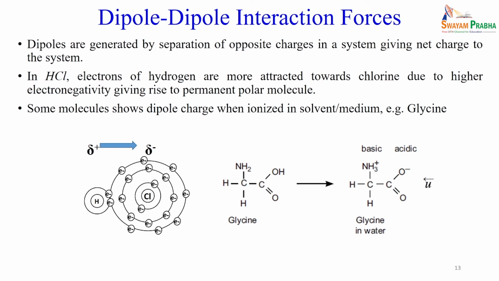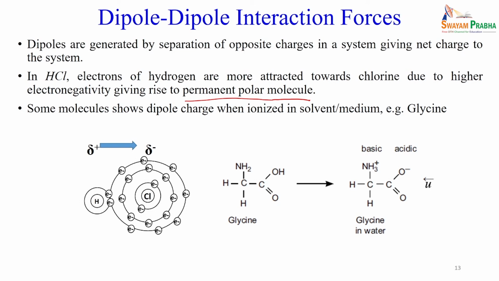Dipoles are generated by the separation of opposite charges in a system, giving a net charge to the system. So, this dipole may be a permanent dipole, or it may be an induced dipole. Like in the typical example of HCl, they are already bonded together, but H may have the partial positive charge, Cl may have the partial negative charge. So, it is going to have some sort of dipole, and this is called a permanent dipole or permanent polar molecule.